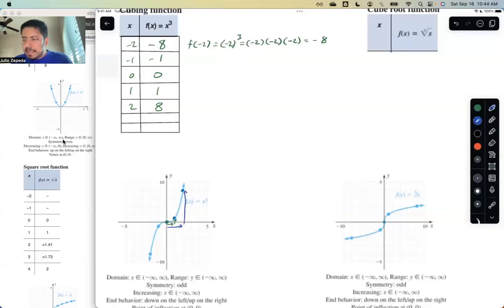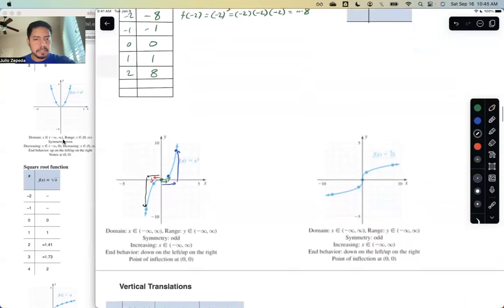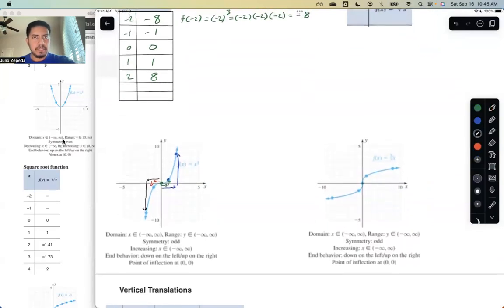Okay. Now, this is an odd function, meaning it's also symmetric about the origin. So you do the same thing to the left. We go over 1 on the left side, and then down 1, and then over 2, down 8. And then you get 5 points that will describe the function pretty well. Those 5 points are enough to graph this thing. Okay, so you can take a look at the information there about the cubing function.